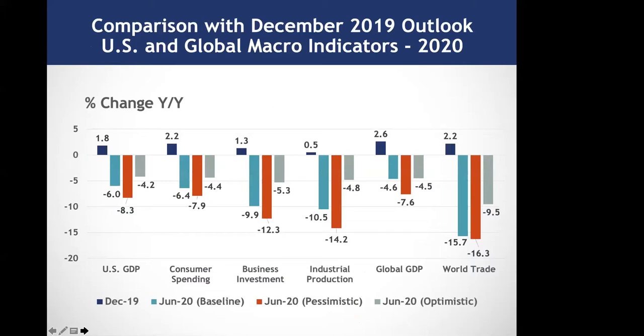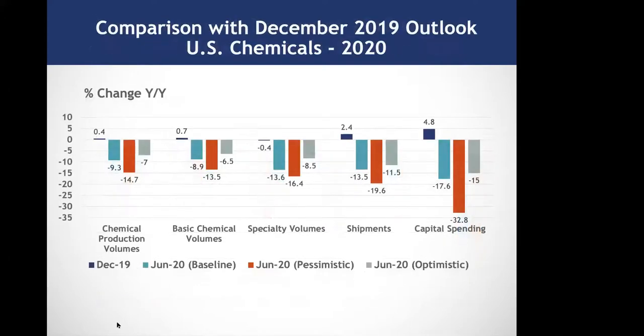We don't like to make single point forecasts. So we've looked at a baseline we've laid out for the economy. And then we looked at a pessimistic scenario where there really isn't a vaccine, that maybe there's continued lockdowns and restrictions that continue through the end of the year. And so the situation would be much worse. Looking at chemicals, the volumes would be much worse in this pessimistic scenario. Less likely is an optimistic scenario where there's a V-shaped recovery, but compared to our baseline.